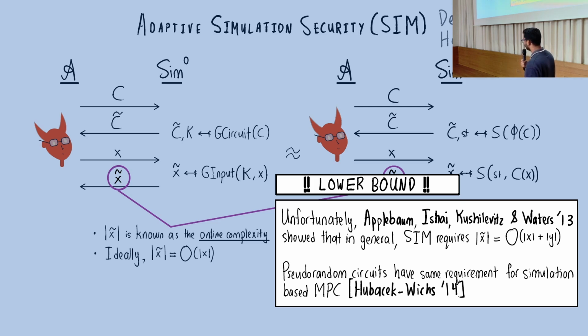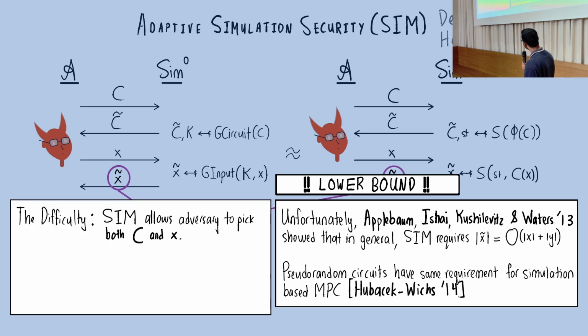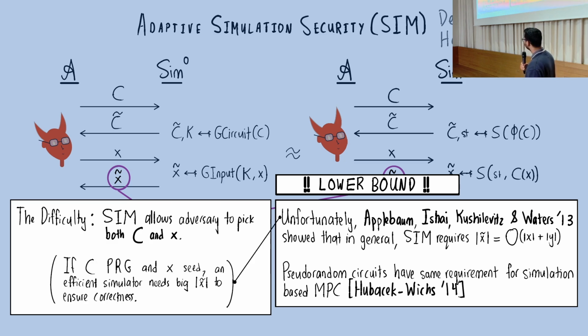And then later, Jafargholi and Wichs generalized this to any kind of pseudorandom circuit, or any circuit with pseudo-entropy. So the main difficulty is SIM allows the adversary to both choose the circuit and choose the input. And this is a sort of over-approximation of security. For example, if you chose the circuit to be a pseudorandom generator and the input to be a seed, then any PPT simulator is going to have a very difficult time ensuring correctness. That means C tilde applied to X tilde equals C of X with high probability.